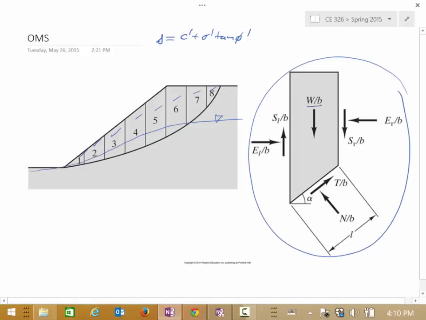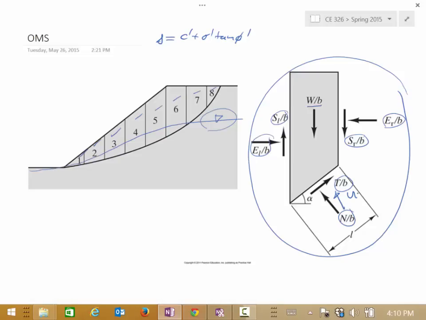Where we're going to have the weight of the slice, and then on each side, we're going to have two reactions. We're going to have a normal reaction. This is written in terms of forces here. We're going to have a normal and a frictional reaction and a shear reaction on each side. And then on the base of the slice, we'll have a normal and a shear force on the base of the slice. And then what am I missing on here? I'm missing one force on here that we could have. Right, so we also have a U, that pore pressure is going to be acting on there.